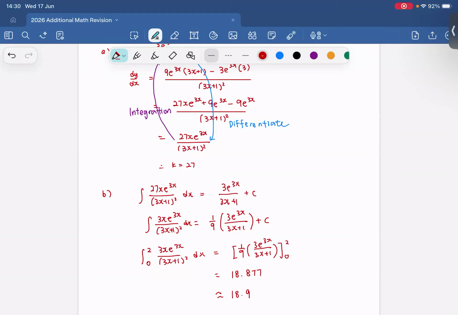Wrong eh? Why wrong? Okay, so this is how you typically do a question whereby they ask you to differentiate something, then ask you to integrate. All right, let's move on to the next one.